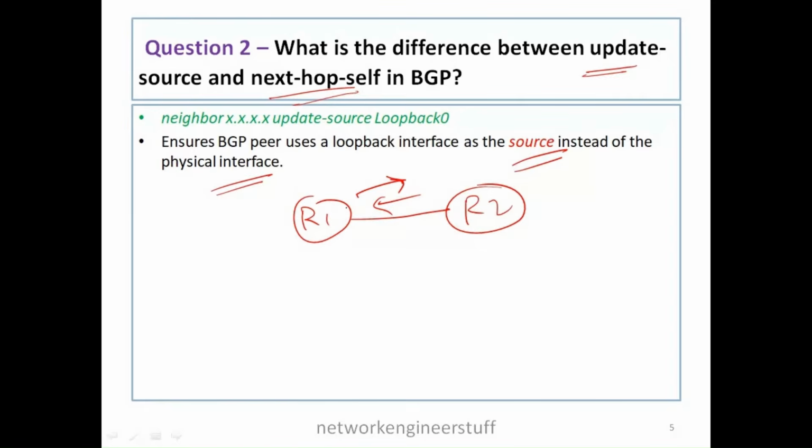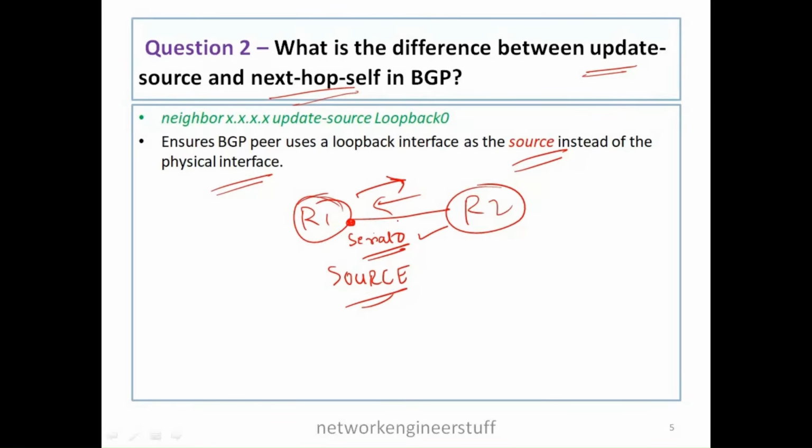So the source of that message, by default, is a physical interface. Let's say this is physical interface serial 0. So by default, the source will be serial 0.